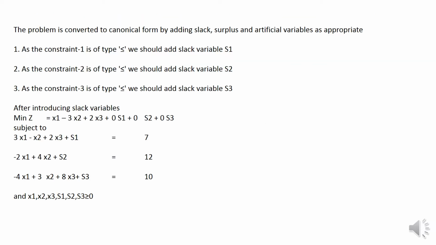For the simplex method, first we will be adding the slack variables. So this is the constraint, in the second S2, and in the third S3. The constraints are the same, and the objective function, which is minimization type, has 0 into S1 plus 0 into S2 plus 0 into S3, and all the 6 variables are greater than or equal to 0. Now we will be solving this problem.